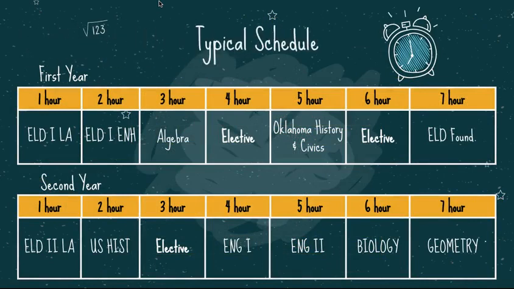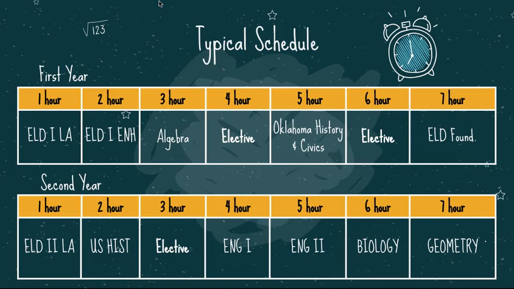There are 2 typical schedules for students who are learning English as a second language. If the student is in their first year of school in the United States, they will have 3 ELD classes to learn English. They would also have Algebra 1, Oklahoma History, and Civics, and 2 electives or fun classes.